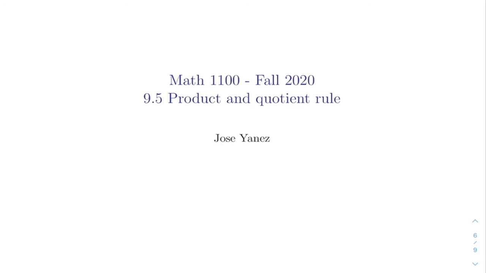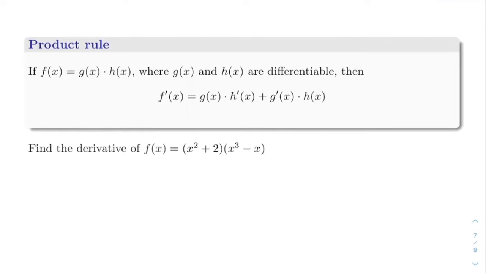In this video, we will learn how to compute the derivative of functions that involve products or quotients. The first case we will see is if a function is the product of two functions. So let's say f is equal to g times h. Then the derivative is given by this formula here.